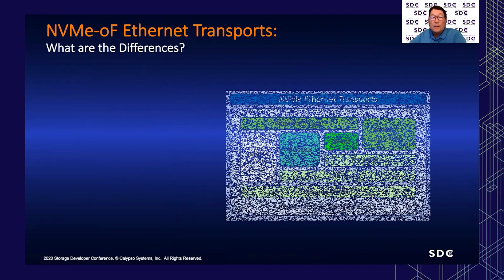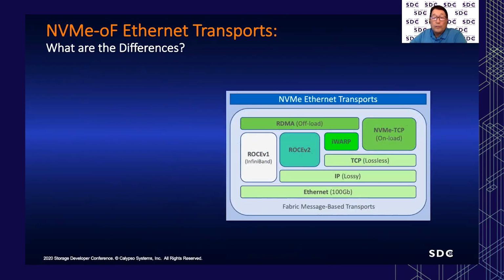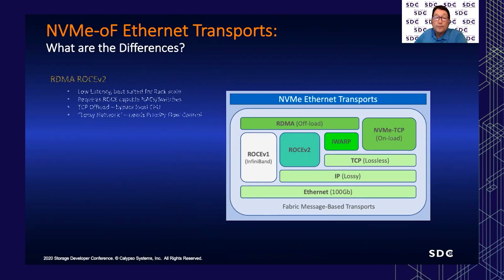So NVMe over Fabric Ethernet transports, what are the differences? Here we're zooming in to see the three Ethernet transports that we'll discuss today. For RDMA RoCEv2, this is a low latency transport best suited for rack scale. However, it requires RoCE-capable network accelerator cards and switches. It is a TCP offload, and it bypasses local CPUs, but it's a lossy network, which may need priority flow control and other resources to make it lossless. We will be discussing CPU, offload, and lossy or lossless networks in the subsequent slides.